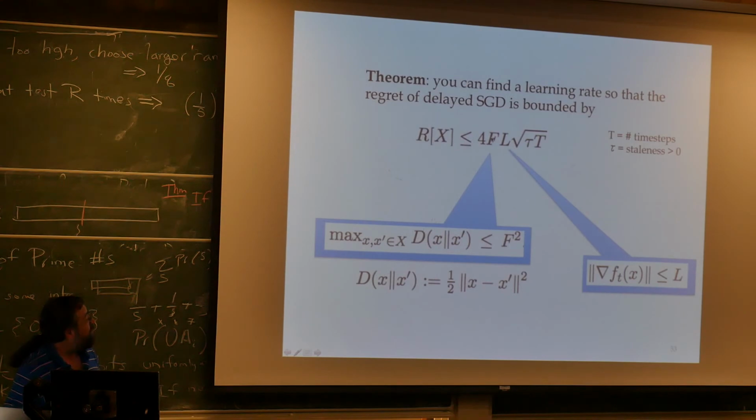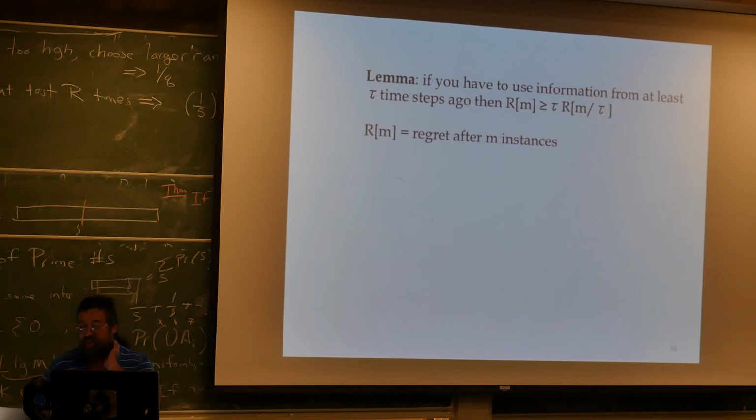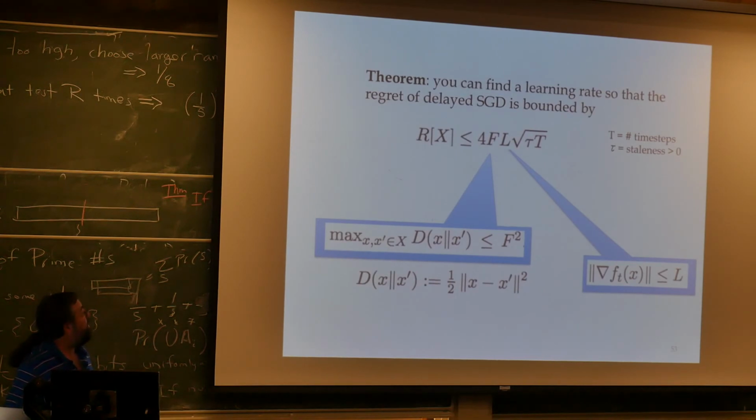So if the radius is small and the gradients of the loss function are bounded, this could also be unbounded if you have a really large loss at some point. Okay, and the gradient of the loss is bounded, then we get this result. So this is actually a nice result. The normal result you get if there was no staleness is roughly like this, without the tau in there. So this makes it look like tau is making things slower by about a factor of the square root of tau.